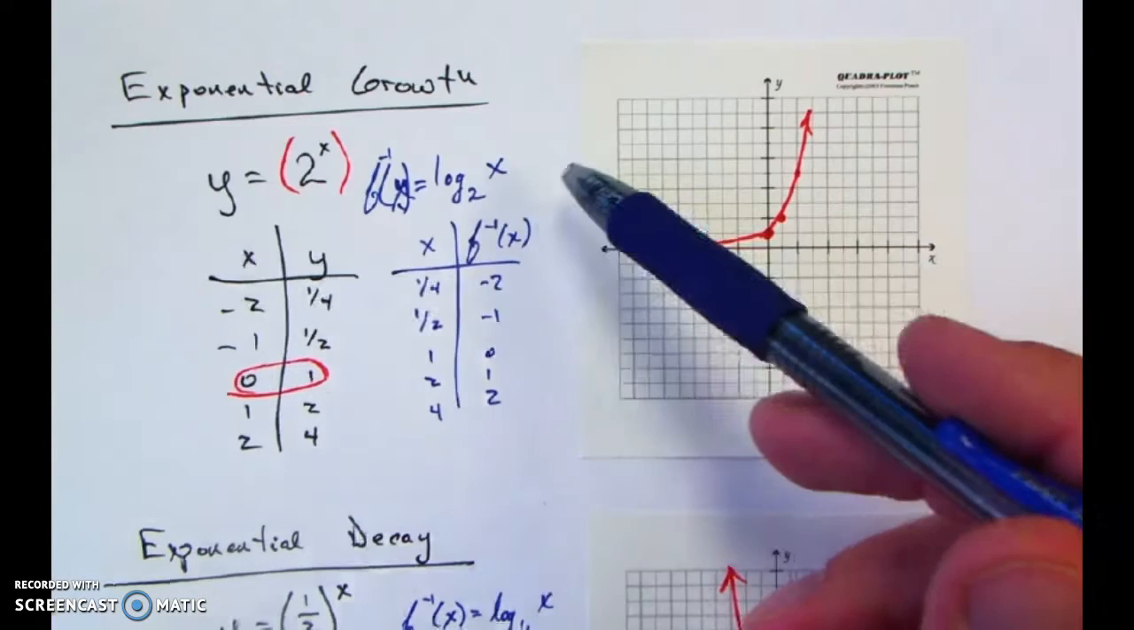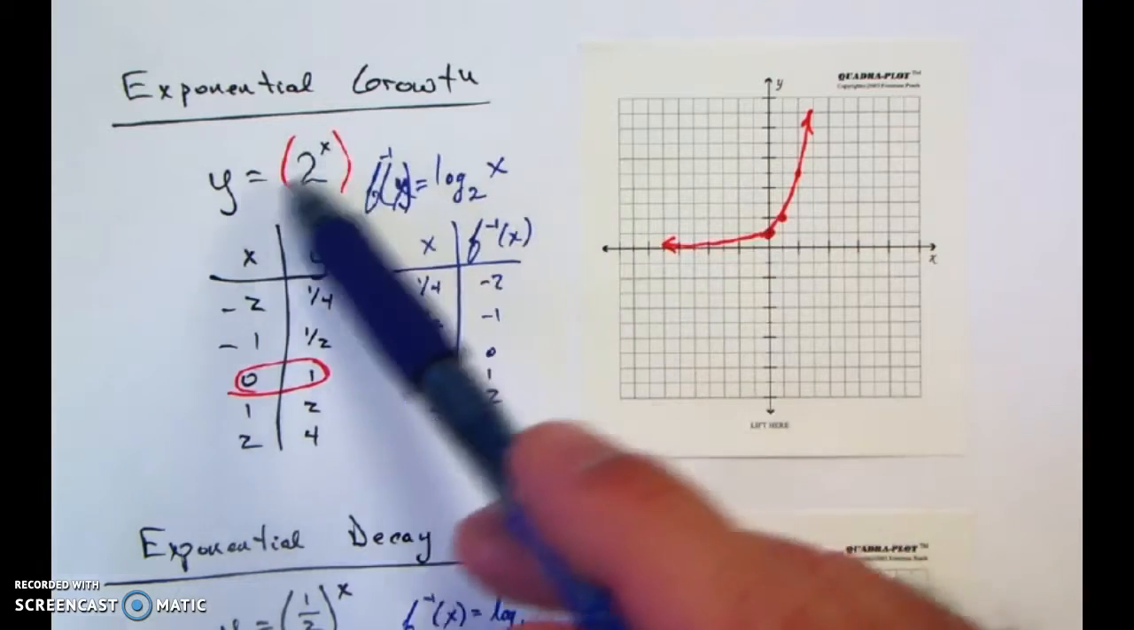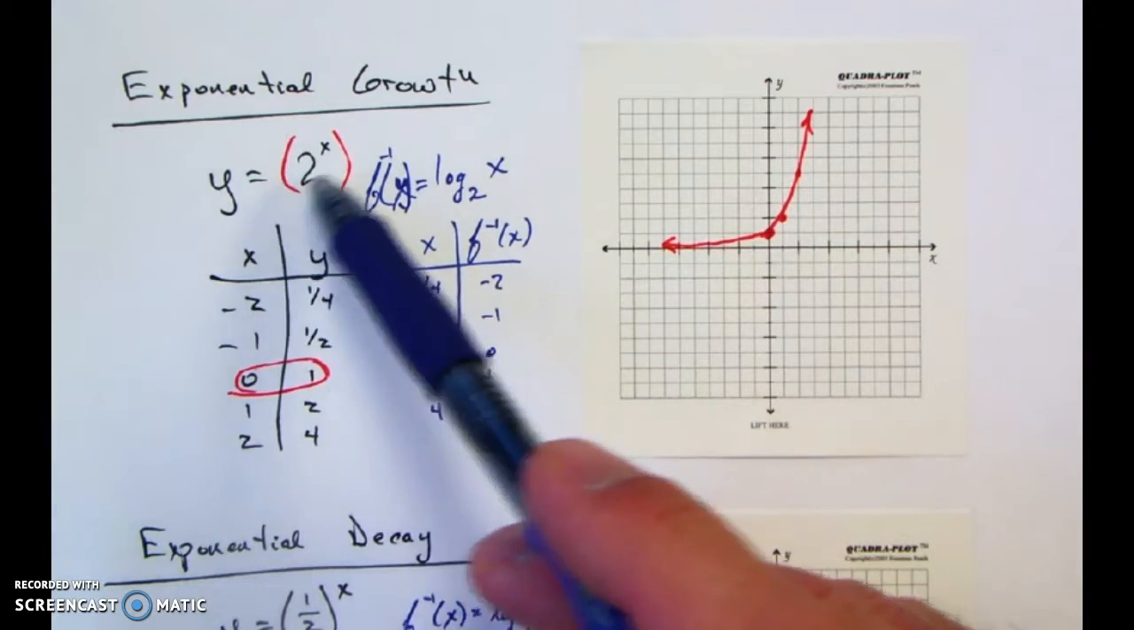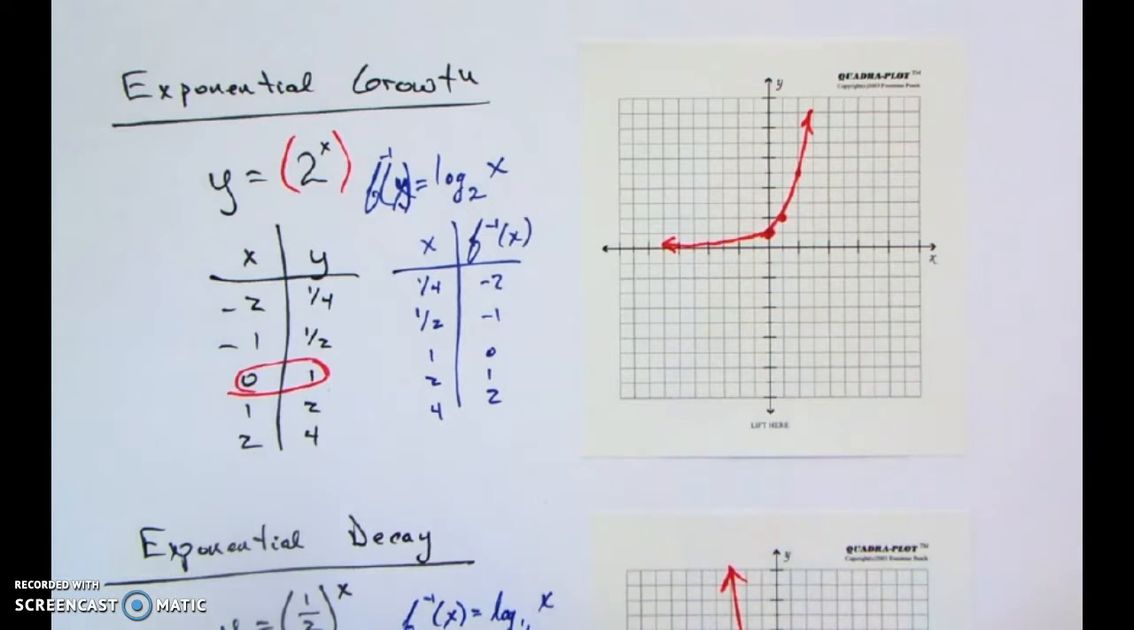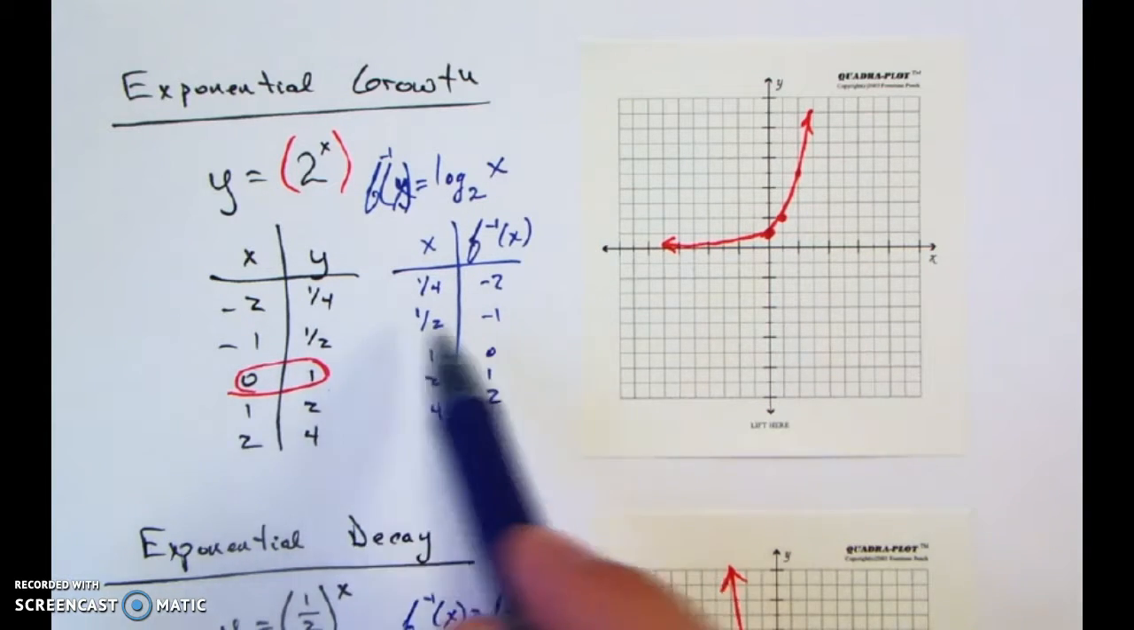Looking at the graphs of logarithms, if we start off looking at what we had before with exponential growth, the inverse, we're still talking base 2 of x, we're just flip-flopping our x's and our y's.